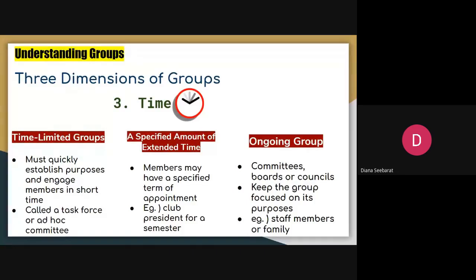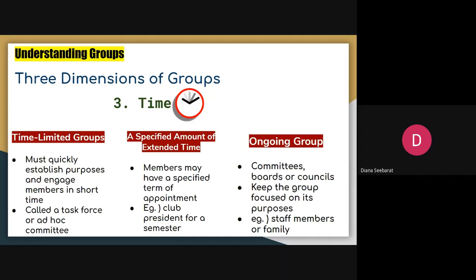So the second type is a specified amount of extended time, and members may have a specified term of appointment. An example is like a club president, such as in Scrabble, or in secondary school again, there was house captain, vice captain, treasurer, and secretary, who would be the captains and the members of the board for a particular house just for the year. So the third type is ongoing group, and this uses names such as committee, board, or council. They keep the group focused on its purposes.